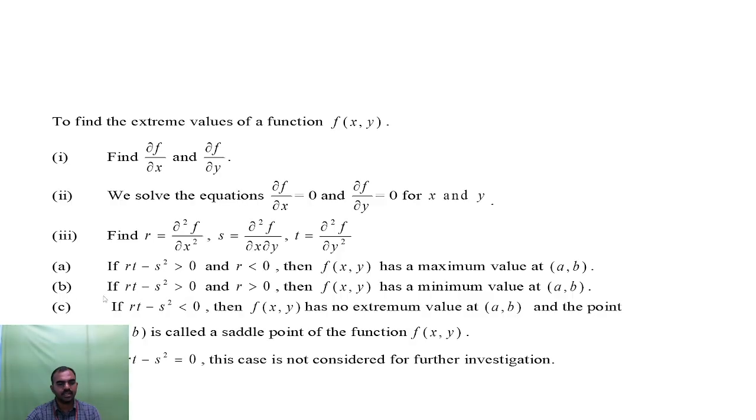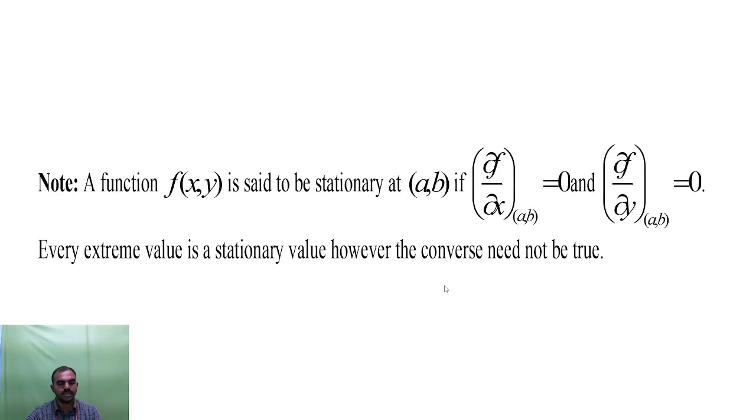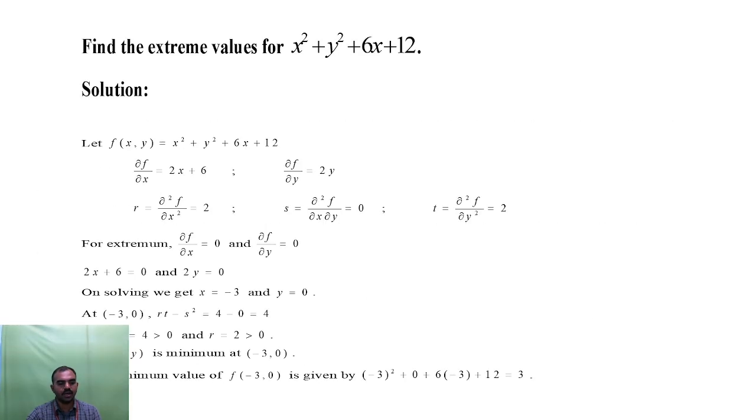So if rt minus s square is greater than 0 and r is greater than 0, then f of x comma y has a minimum value at a comma b. So that is the condition here. We get rt minus s square equal to 4, which is greater than 0, and r equal to 2, greater than 0. Therefore f of x comma y is a minimum at the point minus 3 comma 0.